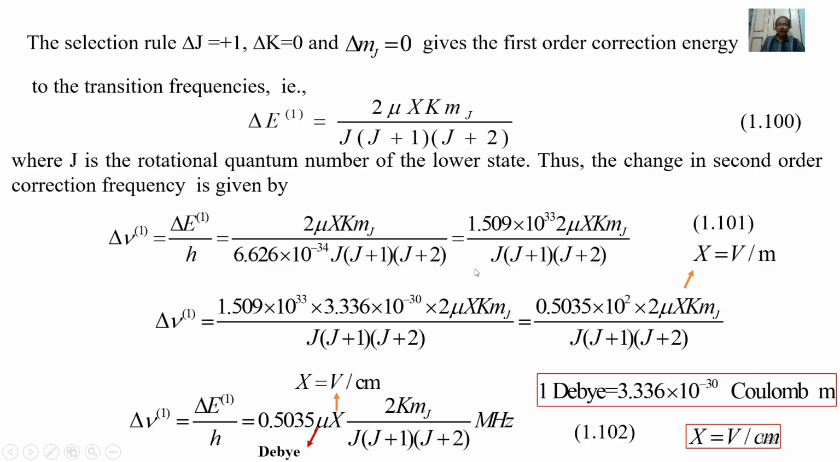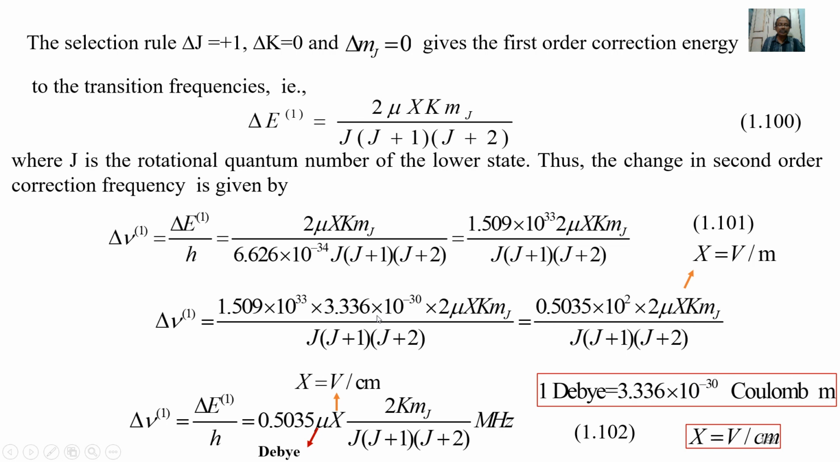Now we are going to change the unit. Usually the dipole moment will be measured in terms of Debye, whereas the electric field will be measured in terms of volt per centimeter. But here it is volt per meter, whereas mu is there. So we are going to change the unit now for dipole moment and the electric field. 1 Debye equals 3.336 times 10 power minus 30 coulomb meter. And you just substitute here.